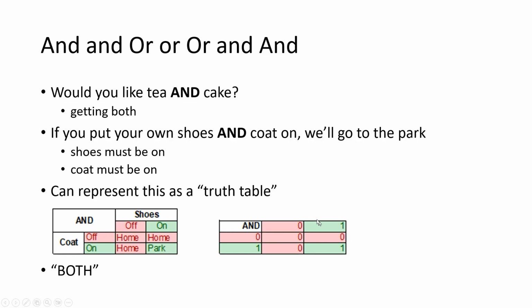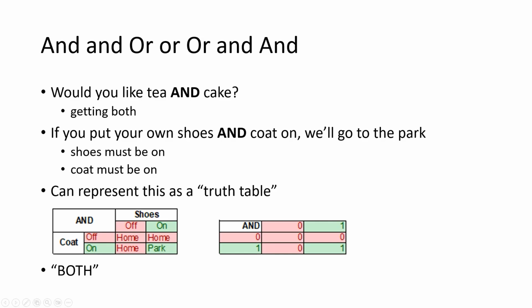So we end up with this thing called a truth table, where you can say AND: if one value is 0, and one value is 1, 0 AND 1 is a 0. But basically it means you've got to have them both. Both ones get a 1.